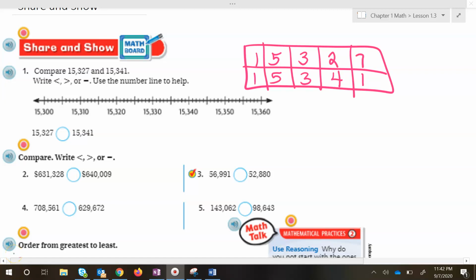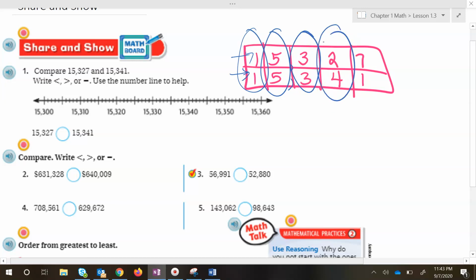Remember, place value is how much it is worth. So we know here that here's our thousands place. So these right here would be our 10,000s. So we have one set of 10,000 on each of those. So that doesn't tell us anything because they're the same. So we go over to our thousands place. Again, those numbers are the same. So that doesn't give us any clue, and neither does the hundreds.